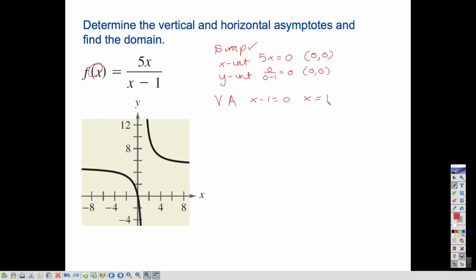If you want to show more, like adding the 1 over, you're fine, but that's basic work showing how I got it, correct? Okay, so then I need to do my horizontal asymptote. How do I do horizontal asymptotes? I compare the degree of the numerator and the degree of the denominator. What is the degree of the numerator? 1. What is the degree of the denominator? 1. So it's 1 equals 1. That's my work. Then y equals 5 over 1, so it's just 5.